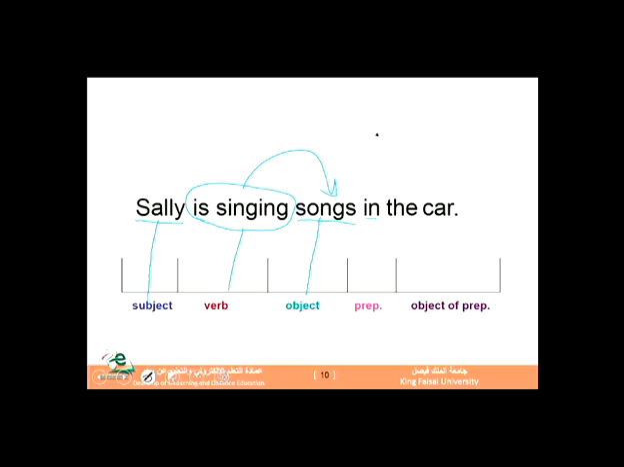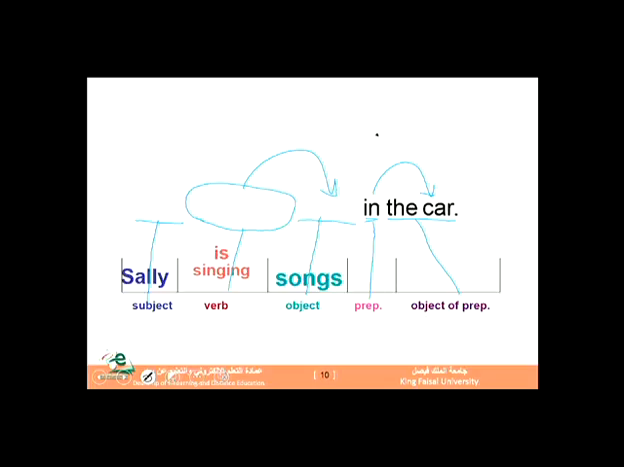In the car, in is the preposition, while the noun phrase the car is also an object, but it is an object of the preposition. It is the object of the preposition in, while songs is the object of the verb is singing. Let's look at this. It can be manipulated like that. So is singing, songs, in is the preposition, the car is the object of the preposition in.